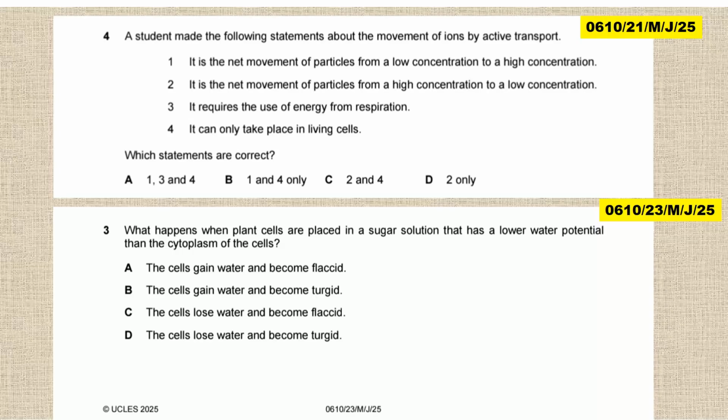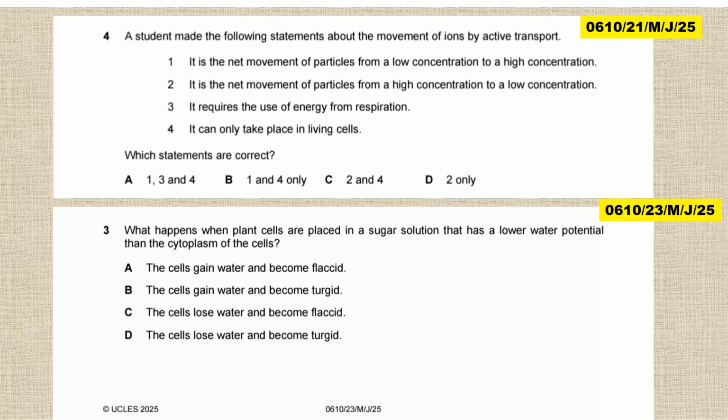So the first question is extracted from a 2025 paper, that is paper 2 variant 1, May/June 2025. Okay, so that is where it is extracted. That was question 4. A student made the following statement about the movement of ions by active transport.